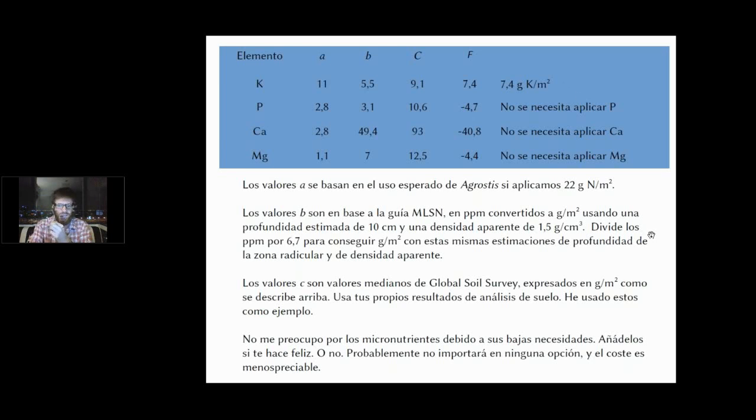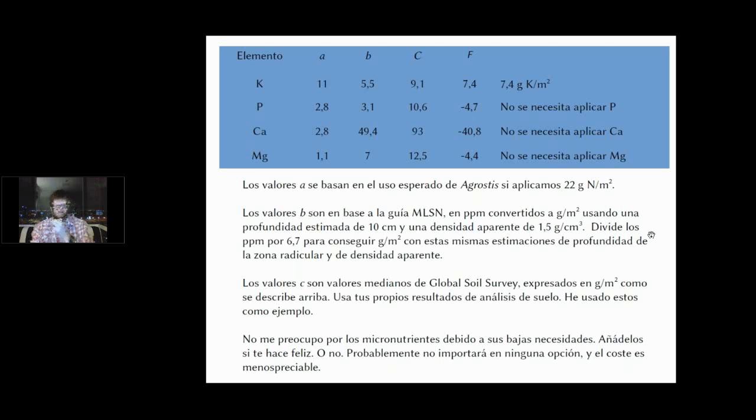The values B, you might say, wait a second, potassium I thought was in ppm, and how do you suddenly get this into grams per square meter? Well, of course, if we're going to add things and subtract things, they all need to be in the same units. So we account for the depth of the root zone and the soil bulk density, and then we can use a conversion factor of 6.7. And that's if we're going to use units of grams per square meter.